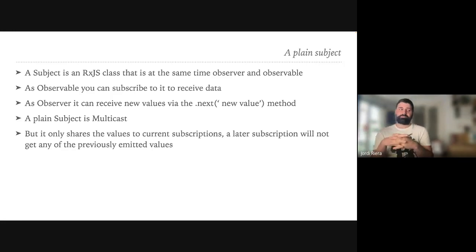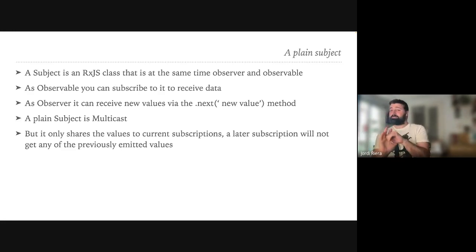So a plain subject, which is the one that's type subject, is a reactive class that's at the same time observer and observable. What does this mean? It means that as an observable, you could subscribe to the subject and receive data. But at the same time, being an observer, you can provide new values to the subject. Normally via the next method, you just call my subject.next, my next value. And that way you're providing a new value to the subject. And at the same time, that subject can multicast the information to several different subscribers at the same time.